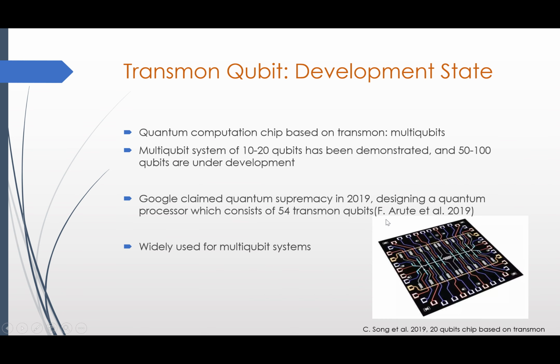Transmon qubit is very widely used for quantum computation because it's relatively easy to build multi-qubit systems with it. This is a picture of a 20-qubit chip based on Transmon, which was fabricated in 2019. Also in 2019, Google claimed quantum supremacy, and they used a processor of 54 qubits. It's also based on Transmon qubit. Transmon is a very promising system for future development of quantum computation.